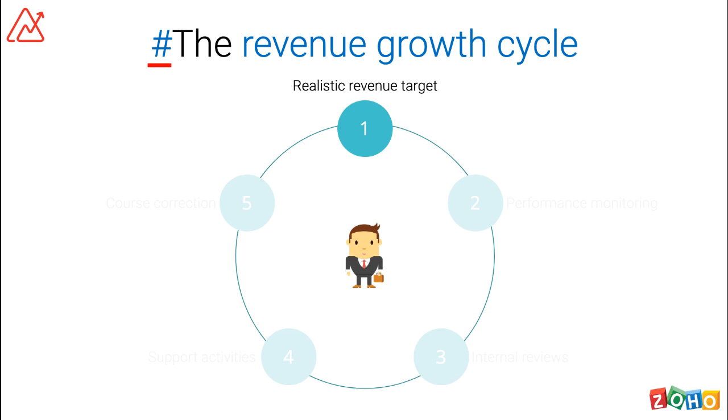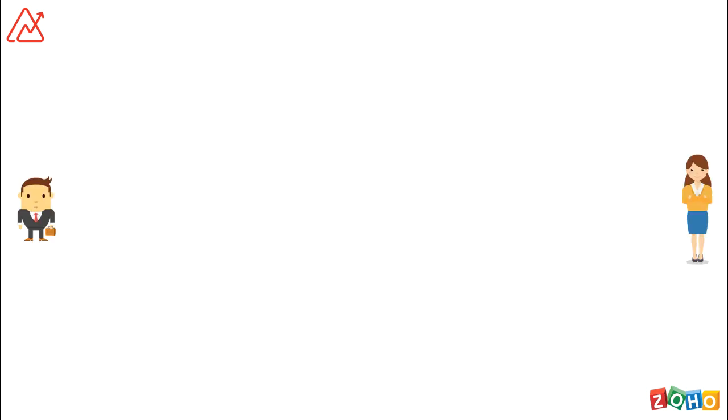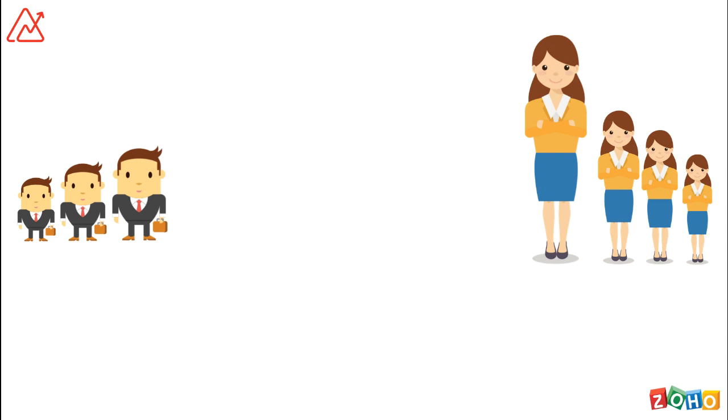What is that question? It's how do I commit my sales numbers to my boss? So our sales manager faces the same question. So our sales manager does the math, does the calculations, and presents a fancy sales target to his boss. Of course, the boss is not convinced. The boss sets a higher sales target, and our sales manager tries to negotiate on that to settle down on a decent figure. Bad luck, the target keeps increasing, and finally they end up setting an unrealistic revenue figure.